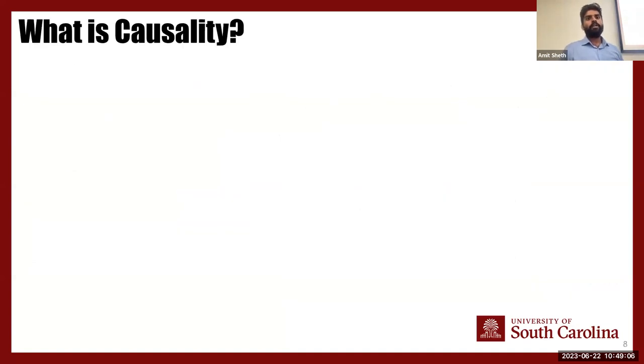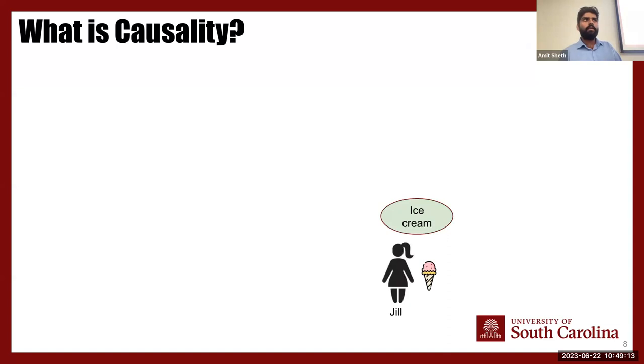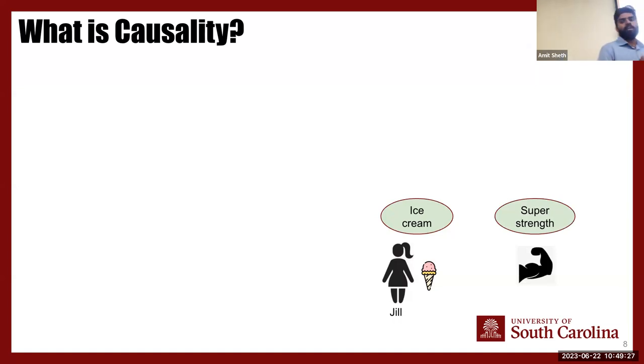So now, before going into the next topic on how we can evaluate these systems for fairness, let's talk about causality. So what exactly is causality? I'll illustrate this with an example. There is this girl, Jill, who started consuming a lot of ice cream. And she observed that these days she's becoming super strong and super healthy. So from this simple observation, she came to a conclusion that this ice cream is making me super strong because I'm eating a lot of ice cream. So that's probably making me healthy.